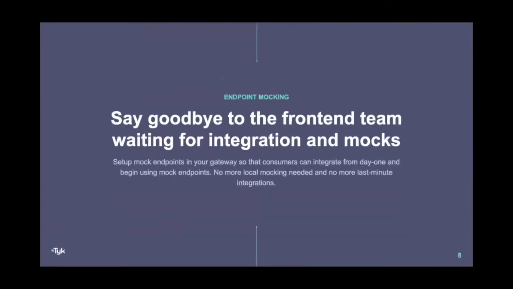Then we have endpoint mocking. If you're a front-end developer, you know how painstaking it is to get backend mocks up and running. And as a backend developer, you know how much of a pain it is to hear from the front-end team asking for those integration mocks. So why not just build that right on the gateway itself? You could put some mock responses right on the gateway and tie those into what will eventually be your production endpoints. Then once you have the code generated on the back end, you can just flip that switch and it'll go from mock into your production code. So no more last minute integrations. You can get those integrations done right off the bat.